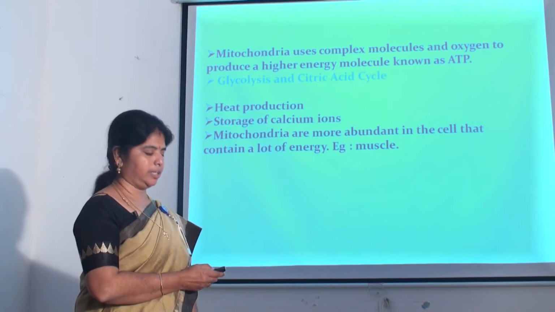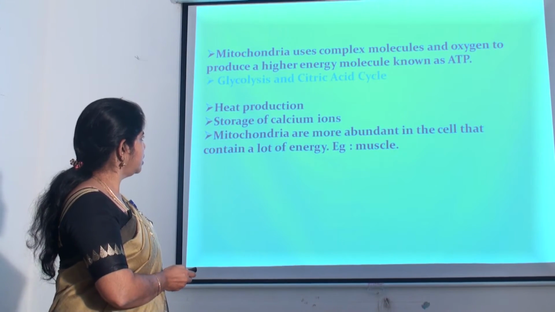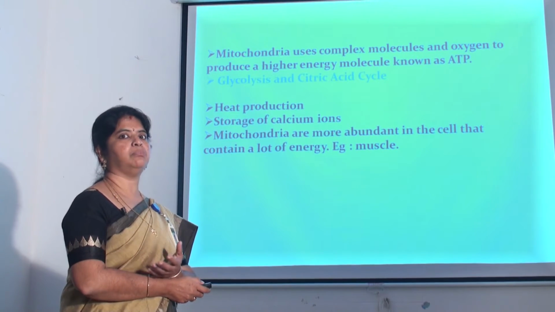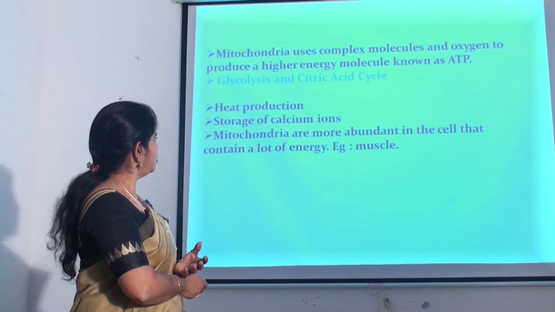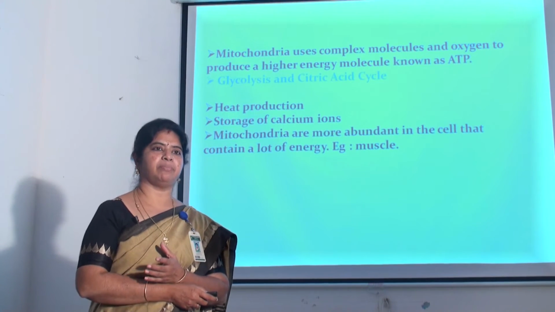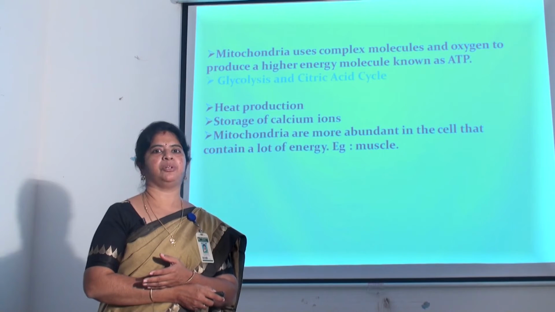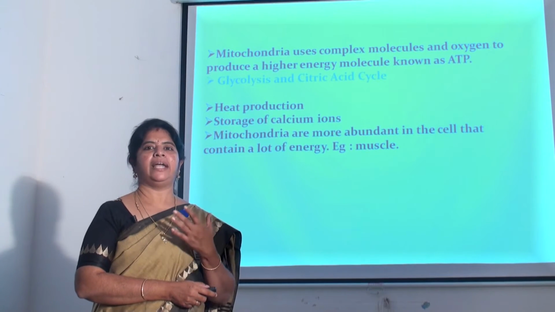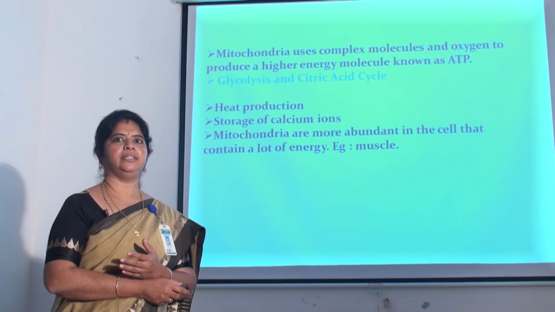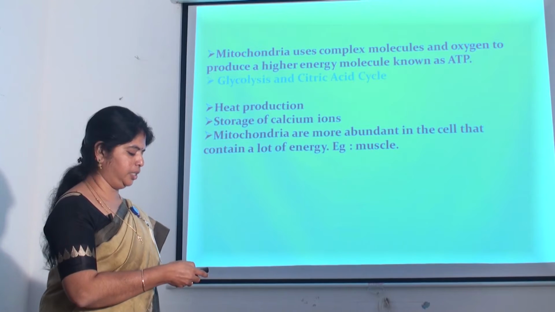It is involved in glycolysis and the citric acid cycle, the main function, and also in heat production and storage of calcium ions. Mitochondria are always present in greater amounts where there is a lot of energy production, like the heart, like the muscle, and like the brain, so they are present in cellular organelles which perform higher energy production.